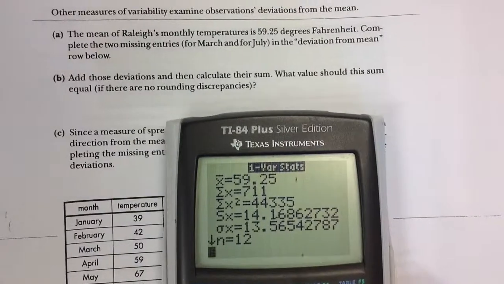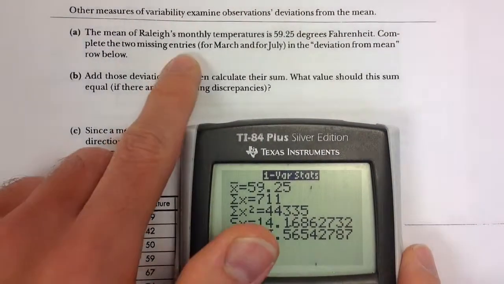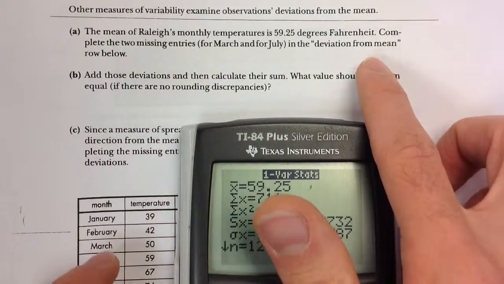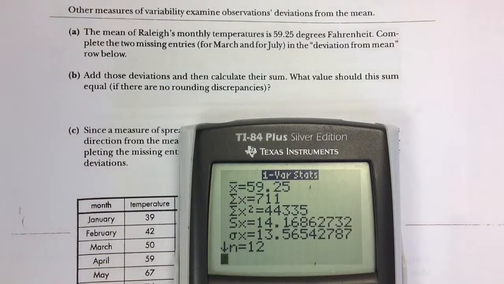Okay, they want us to complete the 2 missing entries for March and July and the deviation from mean row below. So what you're going to notice here is that we are going to be working with how far each datum deviates from the set's mean. And it will give us an average measure of variability in the data set. Both mean absolute deviation and standard deviation use the deviation from the mean.